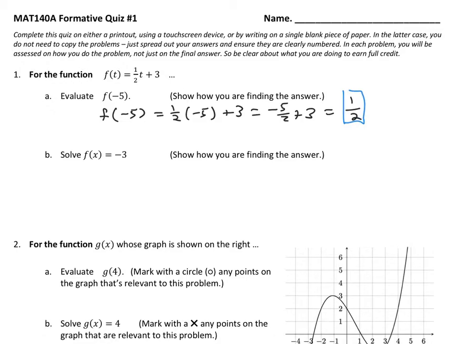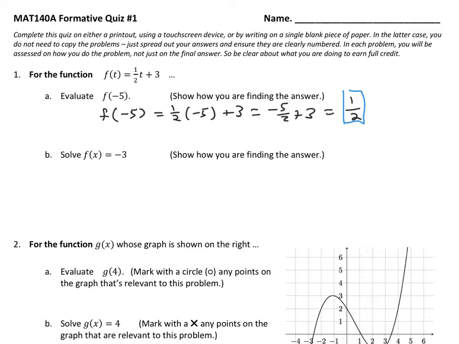The other kind of question we could ask is one like this, where we have a mystery input. We don't know what this is, but we do know the output. Notice how that's different: in this problem, we're given the input -5 and we determine the output that goes with that would be 1/2. Here we're told the output should be -3 and we want to know what input will give us that.